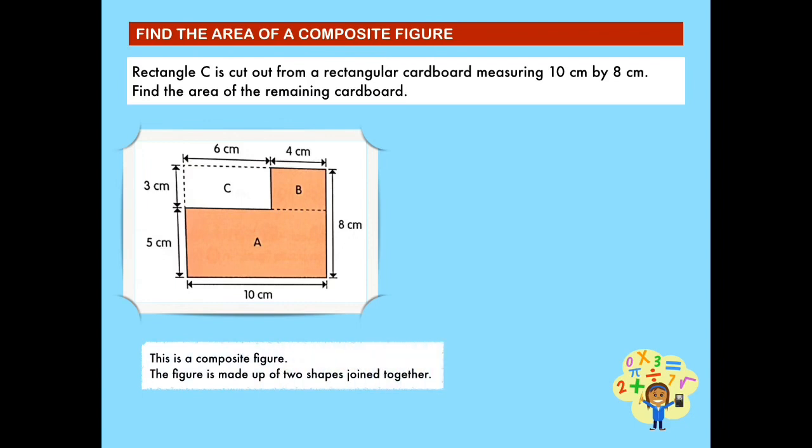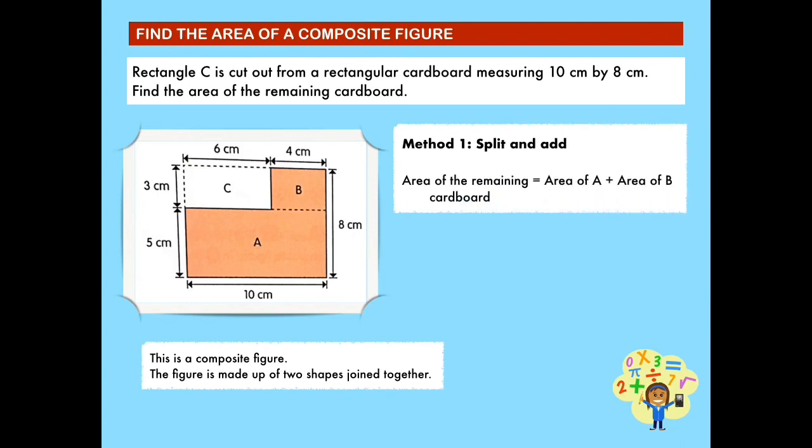This is an example of a composite figure. The figure is made up of two shapes joined together: one big rectangle and one small rectangle. To answer the given problem, we will be using two different methods. Let's start with method 1, which is split and add. In this method, we will be splitting the remaining cardboard into two parts, area A and area B.